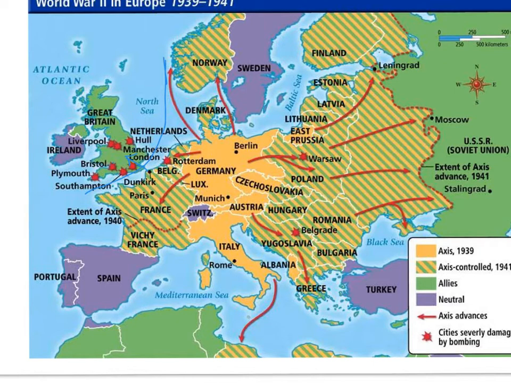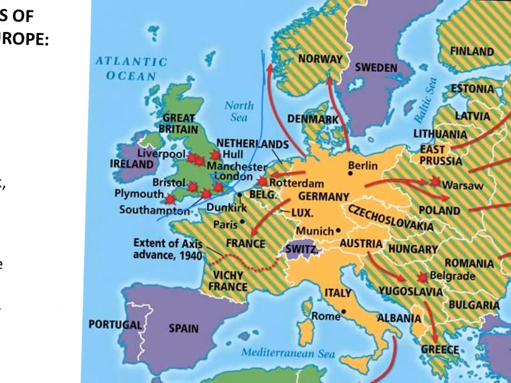Over the course of the winter of 1941 to 1942, the Soviet Union was able to rebuild its infrastructure far to the east beyond the Ural Mountains, and of course in the west Britain had not been defeated.